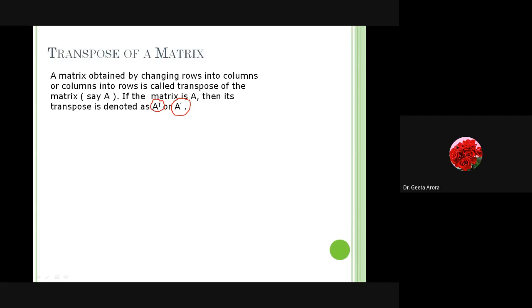So this is a symbol for the transpose of a matrix. For example, here if we talk about A, B, C, D, what we are going to do is, we have the first row, A, B. The first row should become the first column. And this is our second row, so the second row becomes the second column.